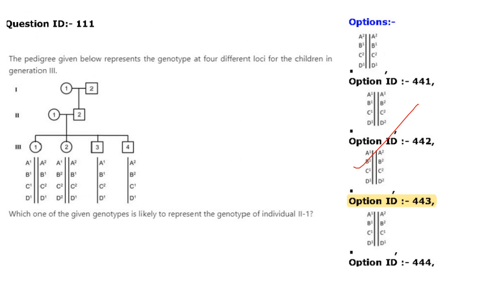Then next one. The pedigree given below represents the genotype of 4 different loci for children in generation 3. Which of the given genotypes is likely to represent the genotype of individual 2-1? So this individual they have asked, that is the mother or the female. They have asked what is the genotype of the individual.